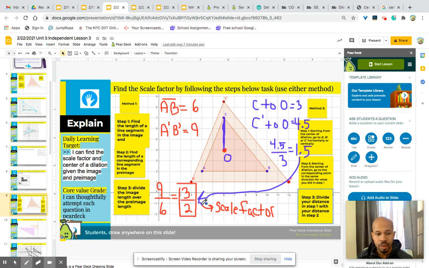And that's pretty much it, y'all. So the next few questions in this are just pretty much prompting you to apply this idea of finding the center of dilation and finding the scale factor.